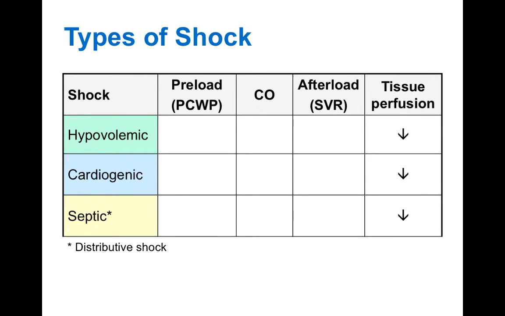So the three types of shock that we'll talk about today are hypovolemic, cardiogenic, and distributive shock, of which septic shock is the most common. As we mentioned, all of the types of shock are characterized by decreased tissue perfusion. You can also try to identify the type of shock based on various hemodynamic parameters like preload, cardiac output, and afterload. Before we start talking about the different treatments for shock, I think it helps to first understand the hemodynamic profiles for each type of shock.